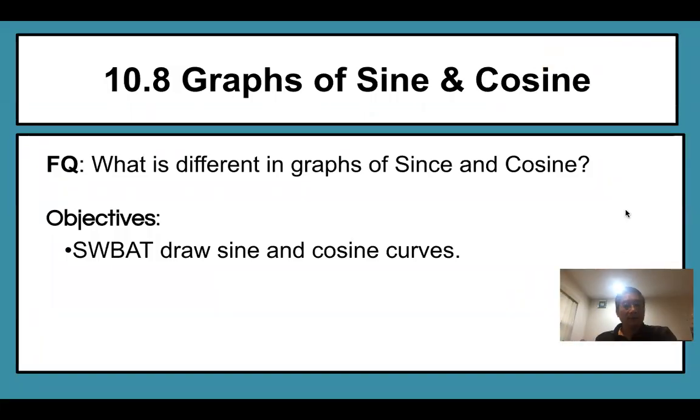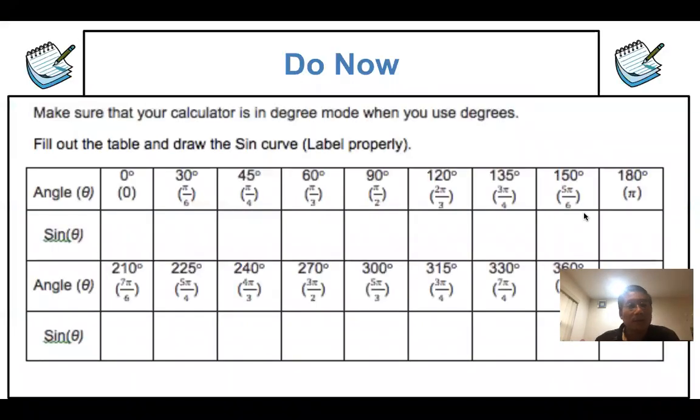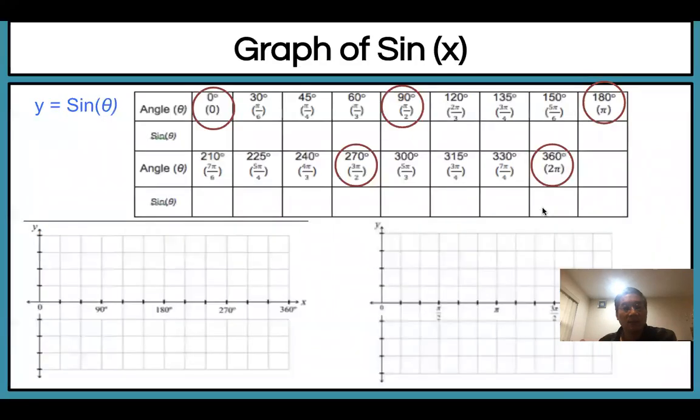Hi everyone. Today we are going to talk about 10.8, graphs of sine and cosine functions. Let's start from these do-now problems. You should fill out the table below here. But now I will focus on only these degrees: 0 degrees, 90 degrees, 180 degrees, 270 degrees, and 360 degrees.